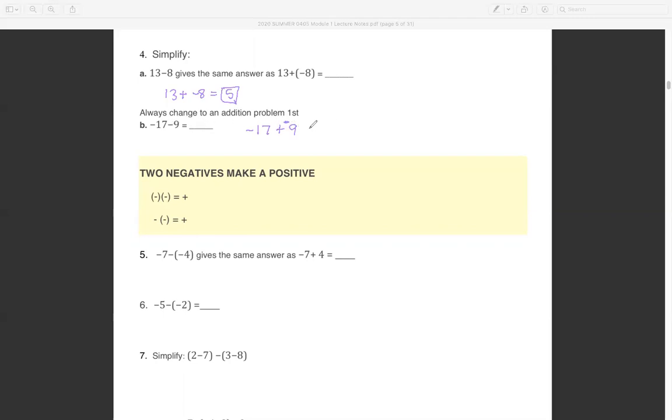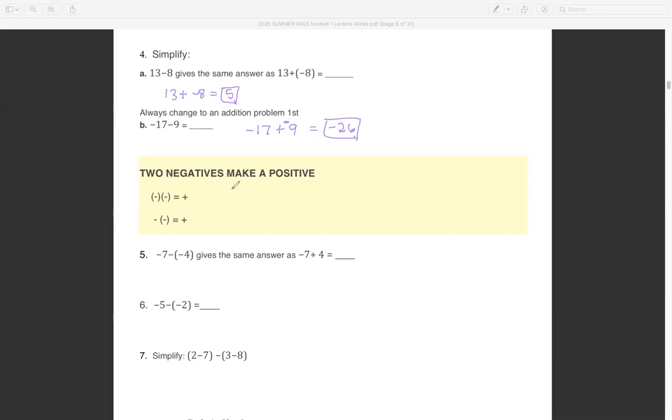What's happening here is we owe somebody $17 and then owe somebody $9, which gives us a total of $26 that we owe. You can also think of this as above ground and below ground. If it's negative, you're down in the ground 17 feet, and then you're going to go down 9 more feet, which is a total of 26 feet in the ground.